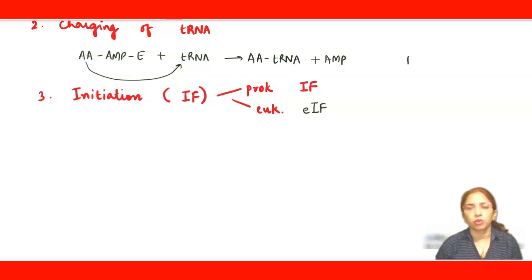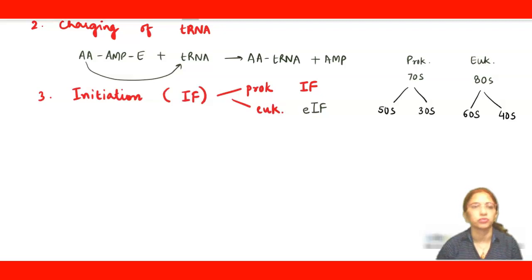Now, if I'm talking about prokaryotes, you know that they have 70S type of ribosomes, whereas eukaryotes have 80S type of ribosomes. If I bifurcate them, then the larger unit in prokaryotes is 50S and the smaller unit is 30S, whereas in the eukaryotic ribosome, the larger subunit is 60S and the smaller subunit is 40S. This is a must to remember.